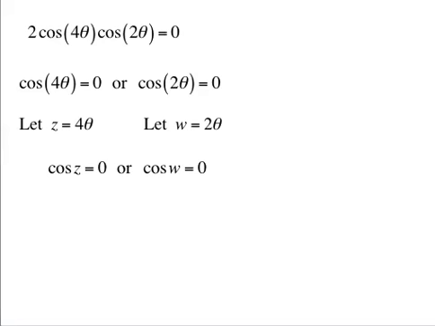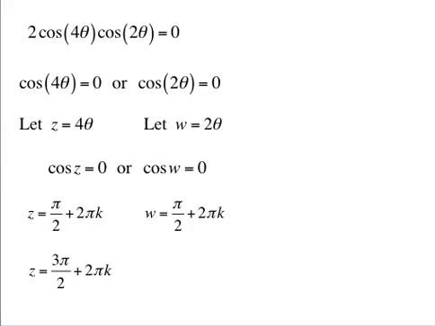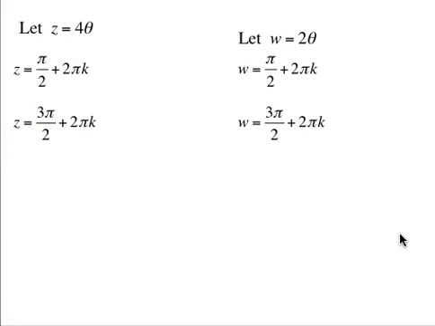And again, cosine is 0 at pi over 2 and 3 pi over 2. So z is pi over 2 plus 2 pi k, and 3 pi over 2 plus 2 pi k. Same thing for w. If cos w is 0, w is pi over 2 plus 2 pi k, and w is 3 pi over 2 plus 2 pi k. But z is 4 theta, w is 2 theta. So using these 4 equations, let's make that substitution.